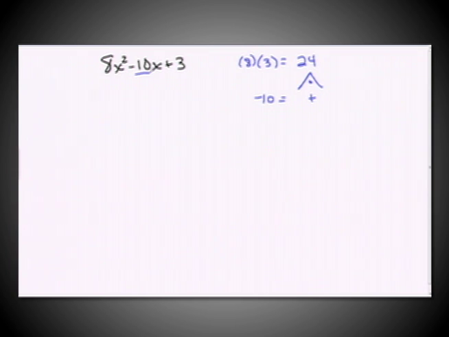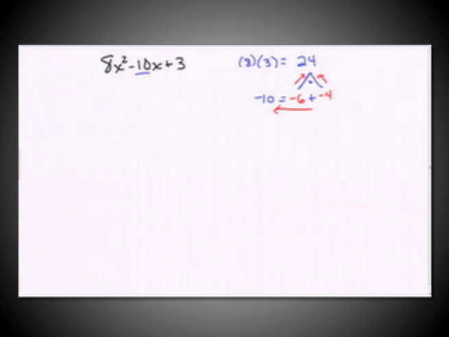So I set up my factor T again, and you start going through your factor pairs for 24. Just looking at this problem, I know that I'm going to need both of my factors to be negative because they've got to multiply to make a positive number, but add to make a negative. So in thinking about these factors, I came up with negative 6 and negative 4. When I multiply negative 6 and negative 4, I get positive 24. And when I add them, I get negative 10.